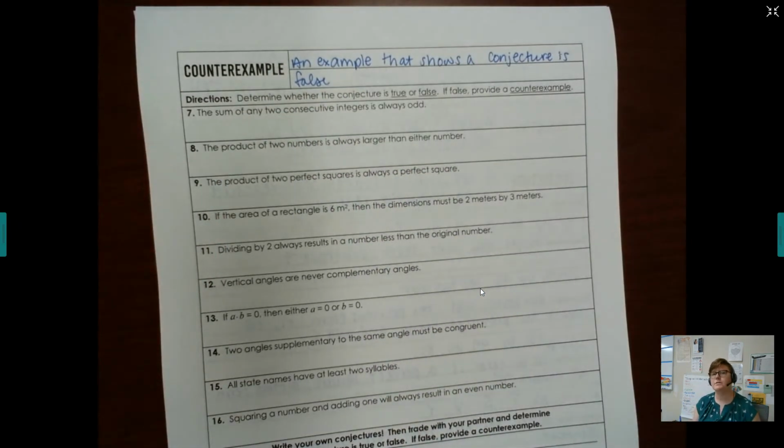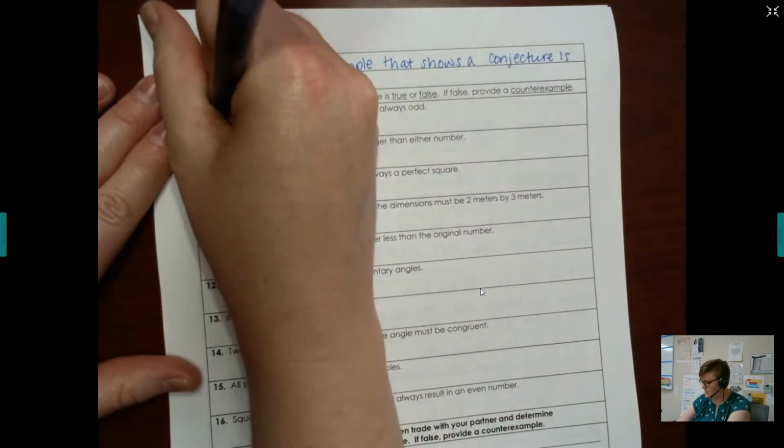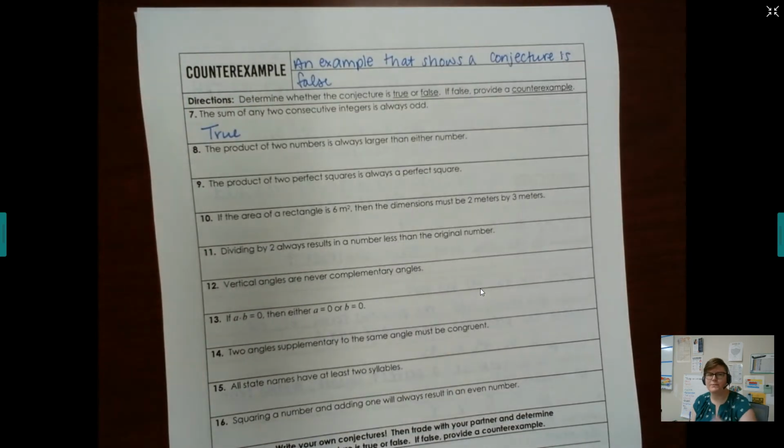So in this case, we're going to be looking at a conjecture that someone may have made, and we're going to ask: is this true, or is there something I can think of that proves it's false? For the first one, the sum of any two consecutive integers is always odd, and that's actually going to be true, because if you add like 1 plus 2, that's 3, and every pair of consecutive integers has an even and an odd, and an even plus an odd will always be an odd number.